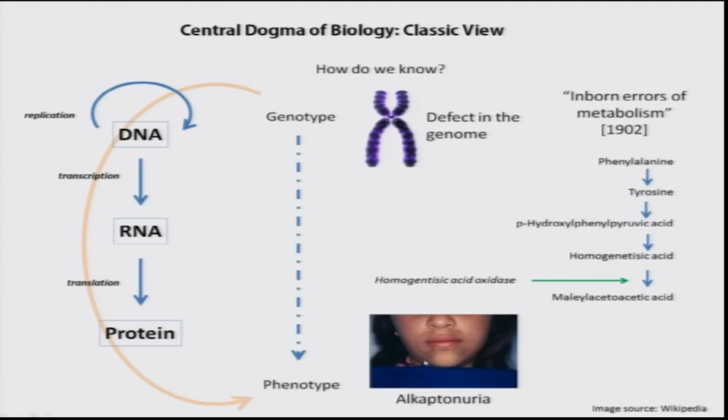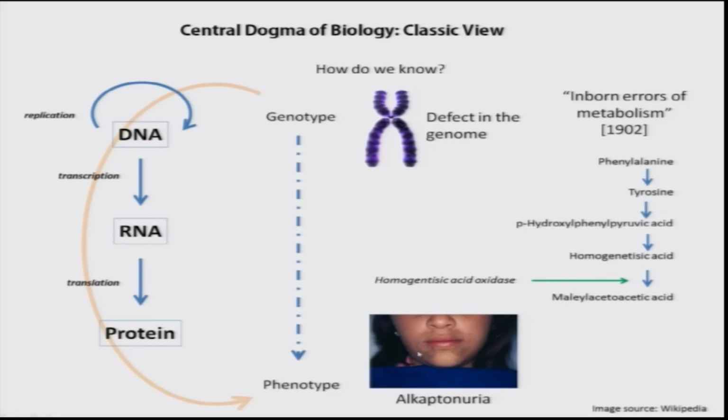What he looked at is a condition called alkaptonuria, in which you have abnormal pigmentation like what you see here. This pigmentation is one of the symptoms, but the patients otherwise have several other conditions which affect the normal physiology.